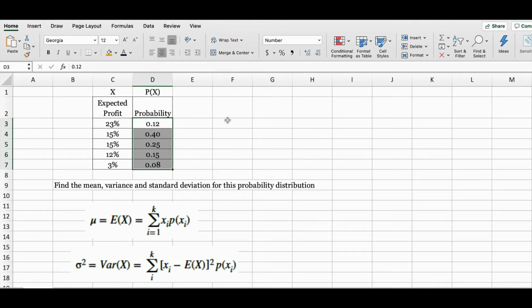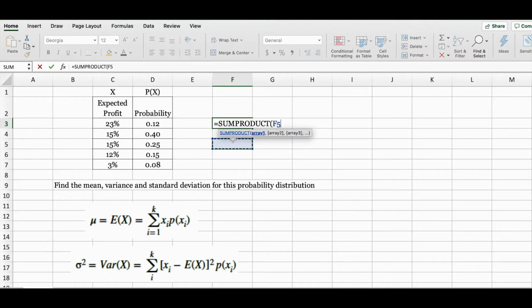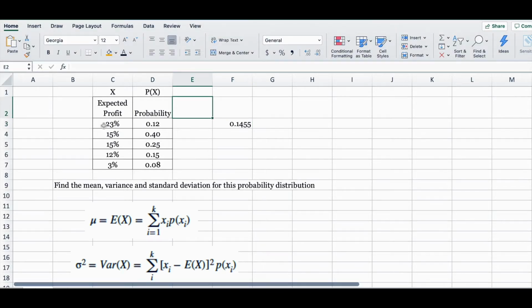To find the mean for this probability distribution, let's start our function: equal to SUMPRODUCT. Inside the bracket, the first argument is array 1, which is the first data set, comma, our second data set, close bracket. So our mean for this probability distribution is 0.1455.